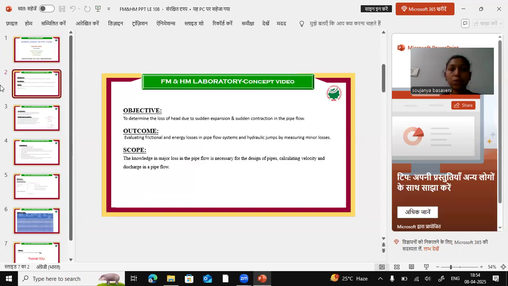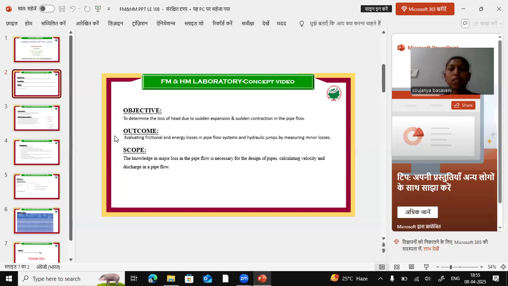Next, I am going to tell about the objective of the minor losses in pipe flow: to determine the loss of head due to sudden expansion and sudden contraction in the pipe flow. Outcome: evaluating friction and energy losses in pipe flow systems and hydraulic jumps by measuring minor losses. The scope of minor loss in pipe flow is to gain knowledge in minor loss. Pipe flow knowledge is necessary for the design of pipes, calculating velocity and discharge in a pipe flow.